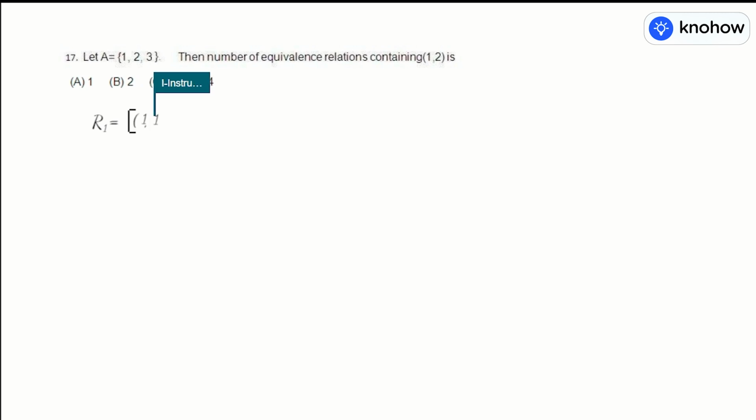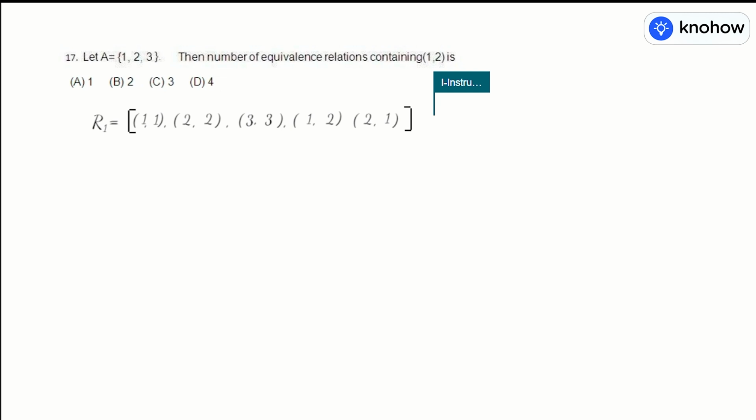For reflexive, (1, 1), (2, 2), (3, 3) have to be there. And because (1, 2) is there, so (2, 1) should also be there. (1, 2) is there, then (2, 1) should also be there. If I stop it here, of course it is reflexive, and (1, 2) is there, then for symmetric (2, 1) is there. Is it transitive?